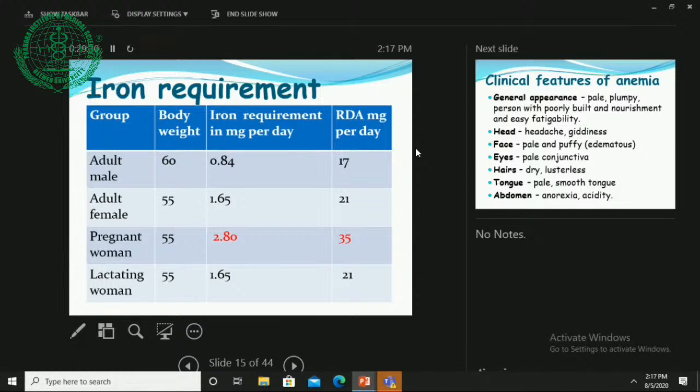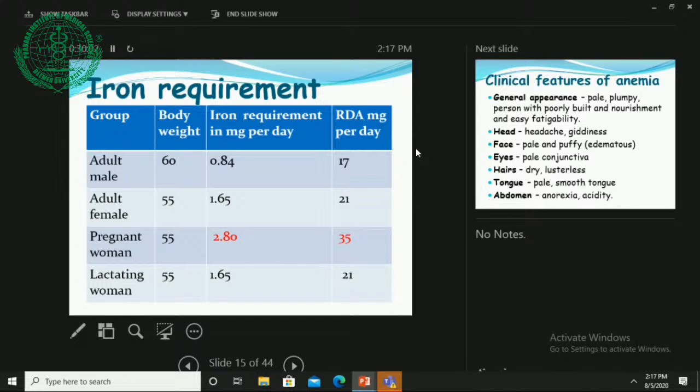Here, during lactation, the requirement is not increased. It is the same as that of a non-pregnant mother, which is 1.65 milligram per day. But as many women in our country are anemic, we continue with the prophylactic dose of iron and folic acid even after delivery. And to fulfill the requirement, her recommended daily allowance is 21 milligram per day.